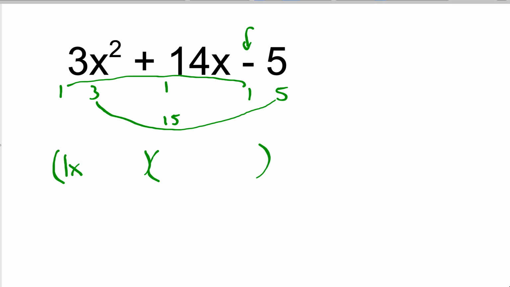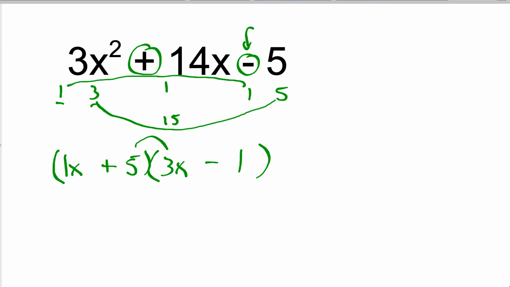Here's my 1x and 3x. That's from the first part of the binomial, or of the trinomial. And then the 3 gets multiplied by the 5. That's right there in my FOIL. That's my inner. And the 1 gets multiplied by the 1. Signs are different. The larger multiplication is positive. 3 times 5 is much larger than 1 times 1.